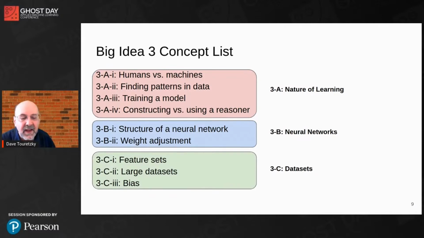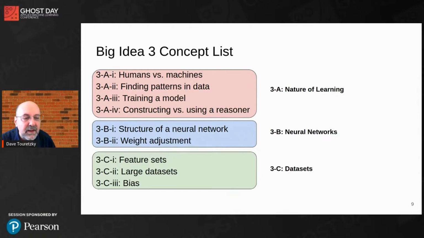Major concept A is the nature of learning, and that covers things like human learning versus machine learning, and how do they differ? Issues of finding patterns in data. What is it like to train a model? How do you train a model? And then this distinction between constructing a reasoner and using a reasoner.